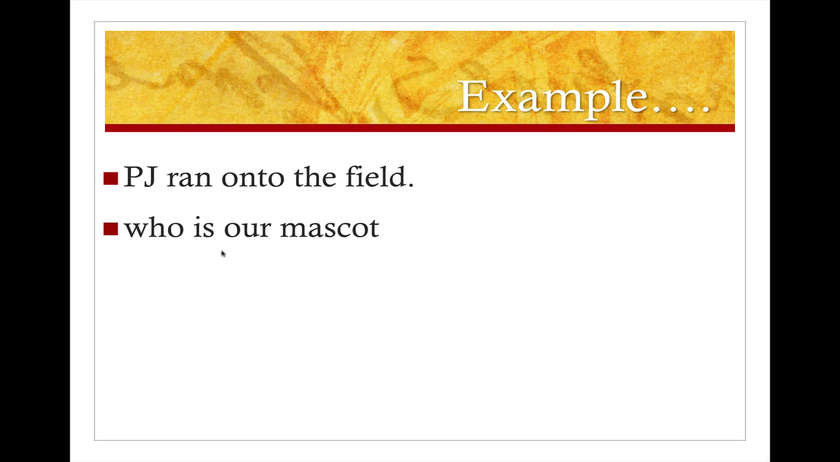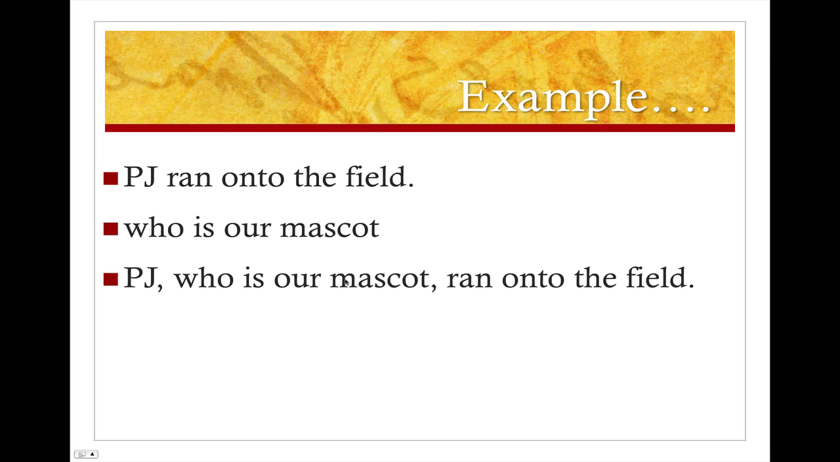Let's put those together. PJ, who is our mascot, ran onto the field. So now we have this subordinate clause stuck right in here behind the word PJ, and it's telling us something about PJ. Since PJ is a noun, who is our mascot? It's describing the noun. That makes it an adjective clause.